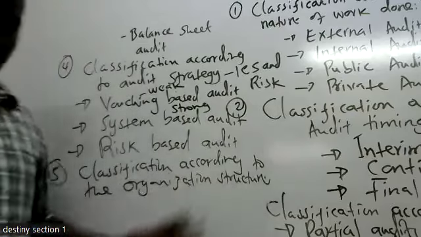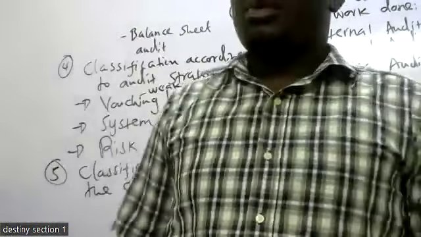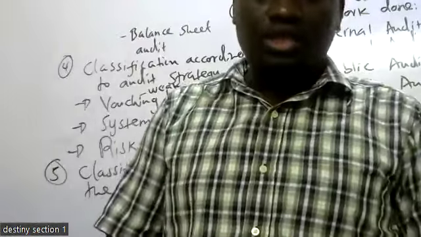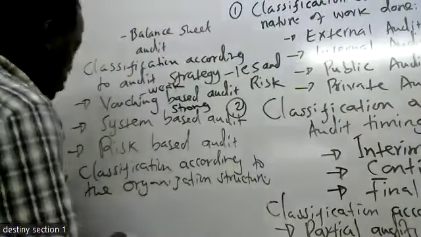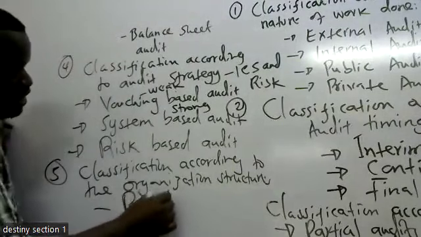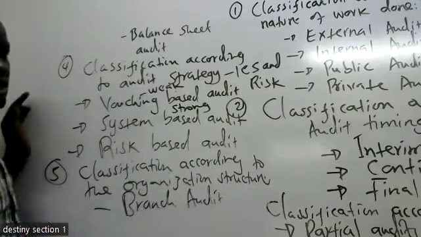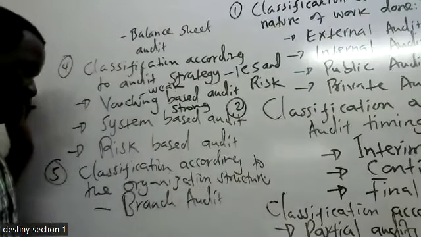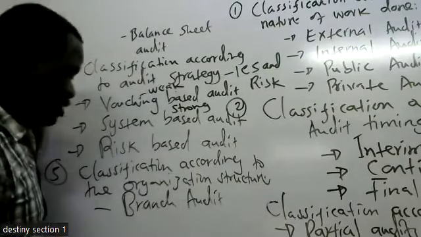So this is whereby we discuss the business components which have been segmented or distributed in a certain manner. Here we have what you call the branch audit. The branch audit applies to those businesses that are divided into branches. They have branches spread in certain regions, so the branches can also be independently audited.